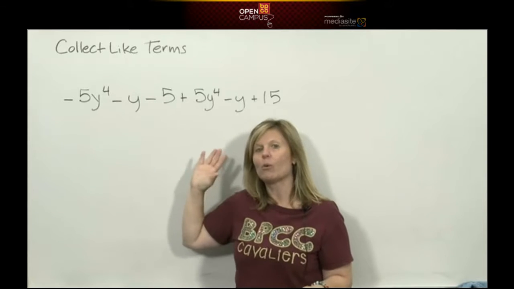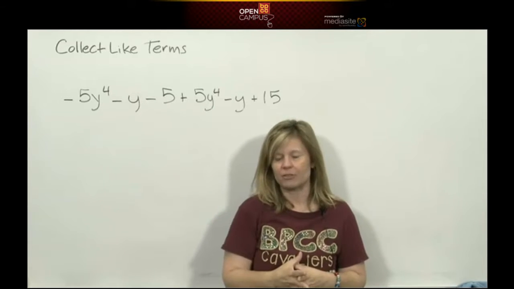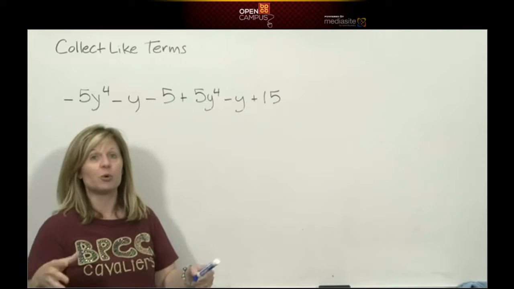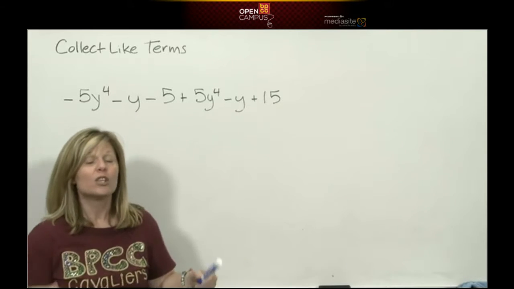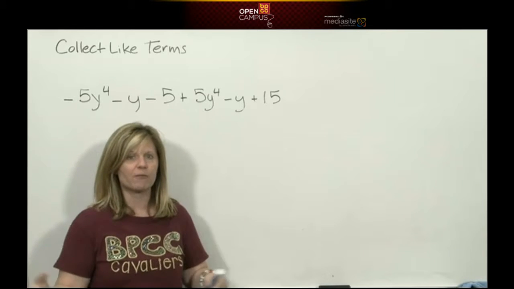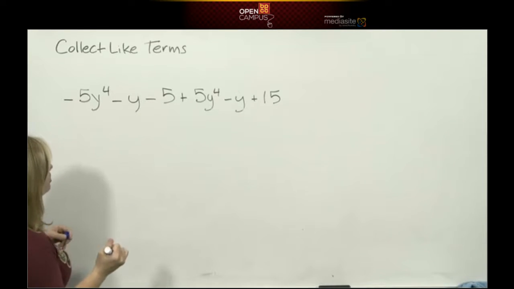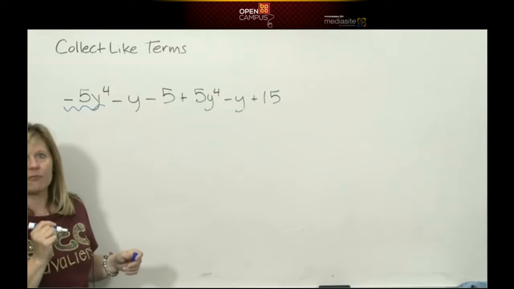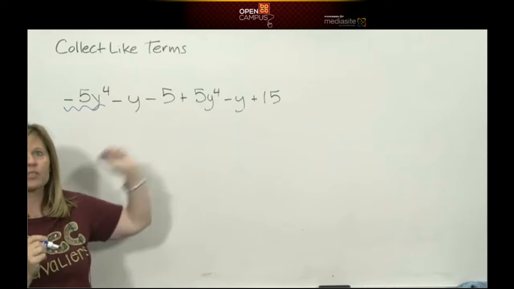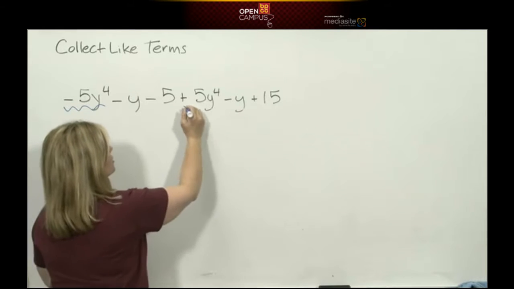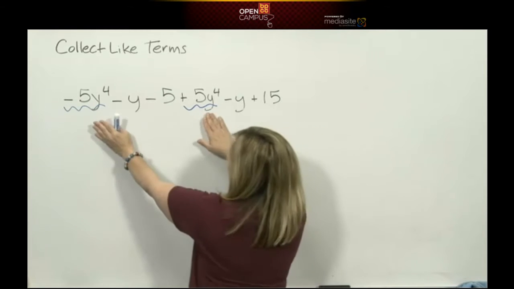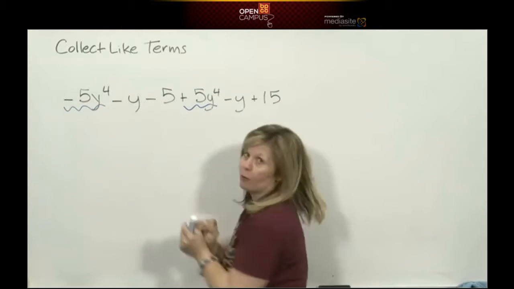First thing we have to do is find out which terms are alike and put them together. When we do this, the best idea I can give you is to do it in the correct descending order. So find the term with the largest exponent first. If we look, the largest exponent is our 4. So we have a negative 5y to the fourth. Do we have any other terms that have a y to the fourth? Yes. Over here, we have a positive 5y to the fourth. So these terms are alike because they both have a y to the fourth.